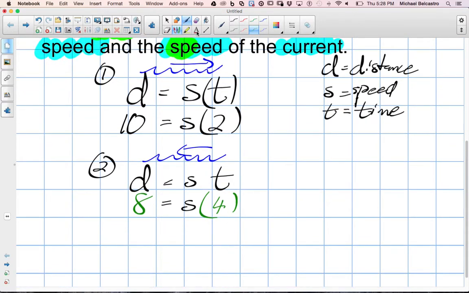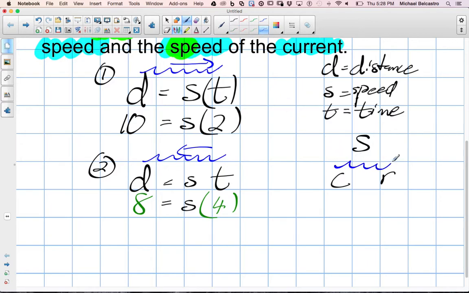Now, the tricky part about this is the speed. The speed depends on two things. It depends on our rowing, and it also depends on the current. So speed itself is not just one number, it's two things. So we're going to break the speed. Our speed is however fast the current is going and however fast we're going. So we're going to say how fast we're rowing. But it's also dependent on what direction we're going.